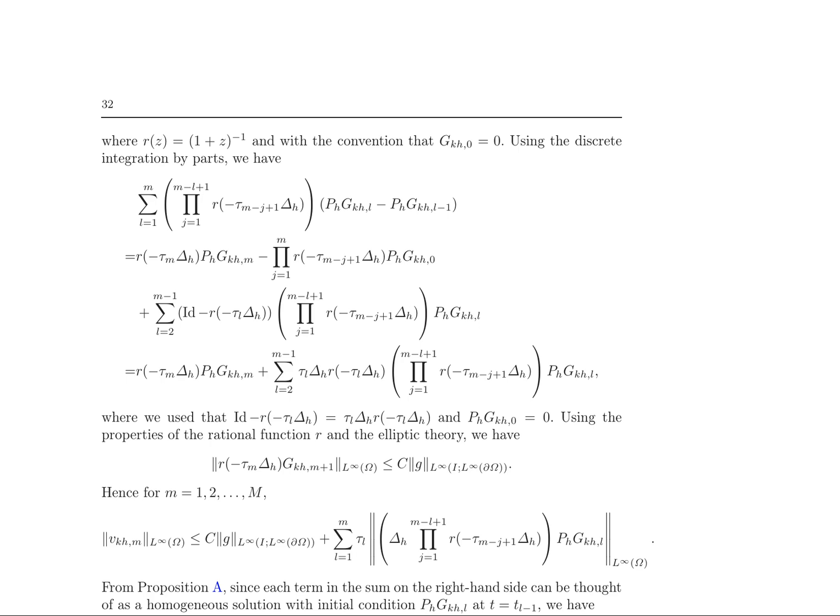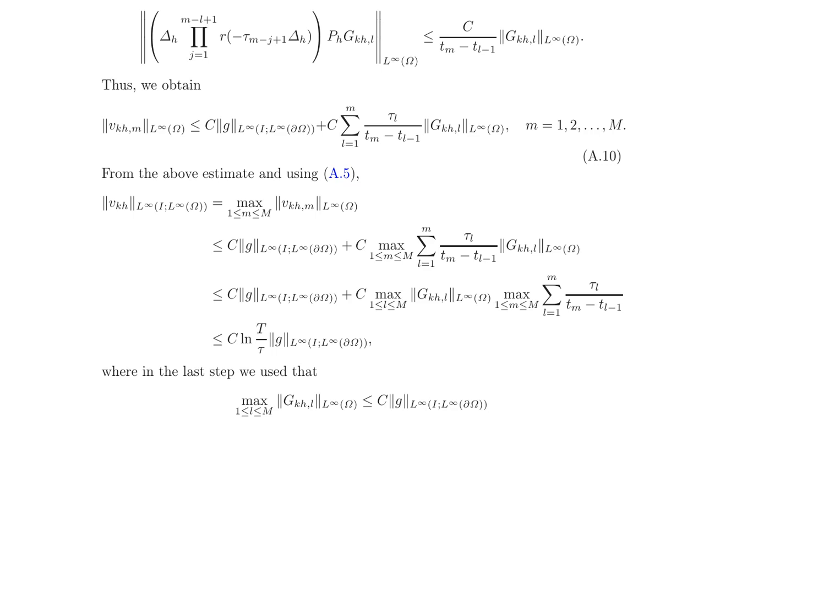The authors then derive an estimate for the L-infinity norm of the discrete solution VKH M, which involves the L-infinity norm of the discrete solution G and the time step tau. They use the fact that the L-infinity norm of the discrete solution GKH L is bounded by the L-infinity norm of the discrete solution G, and that the summation of the product of the time step tau and the L-infinity norm of the discrete solution GKH L is bounded by the logarithm of the time step tau.